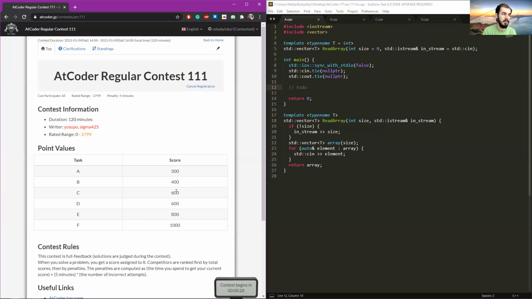Because last time we solved everything but the 600 problem, but it was not because it was difficult, it was because we ran out of time and also didn't think for too long. So let's see how it goes. I hope we solve around 4 problems and let's go.